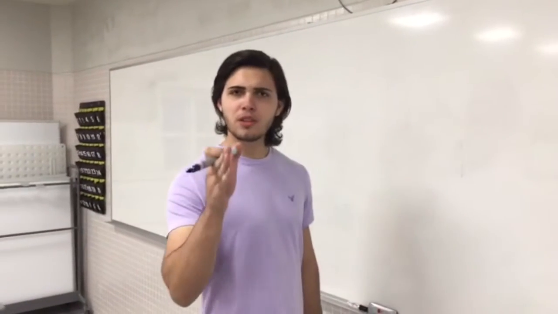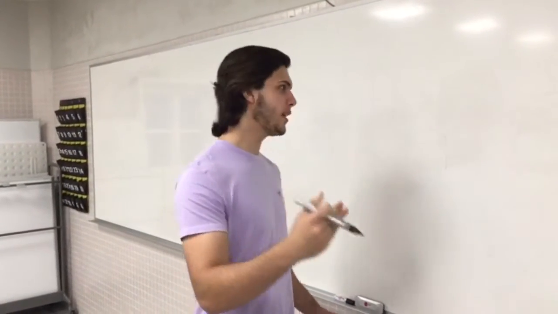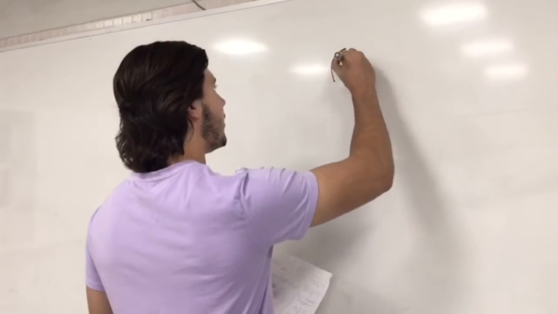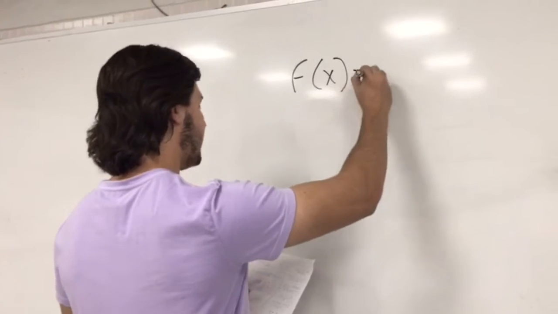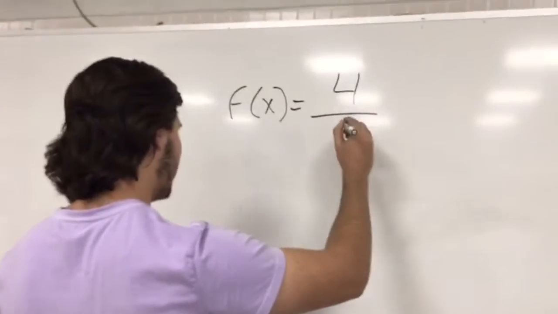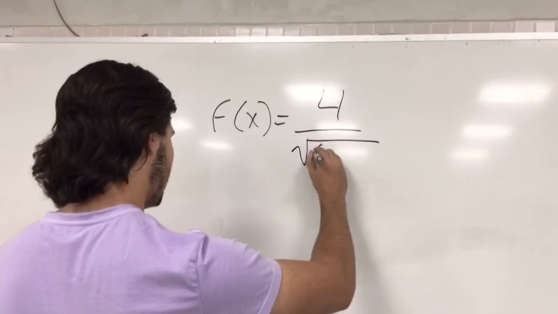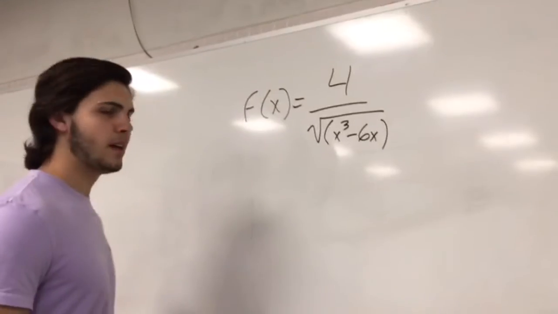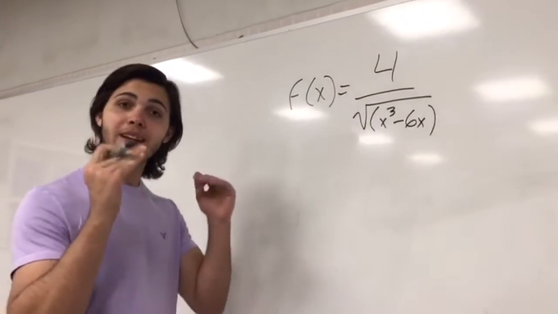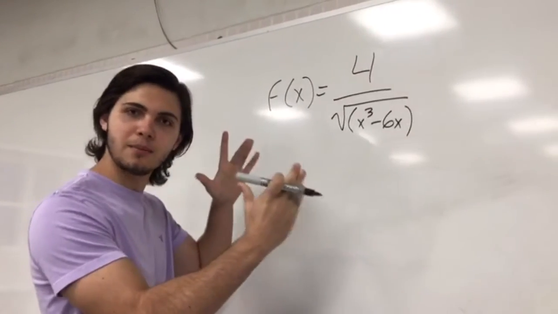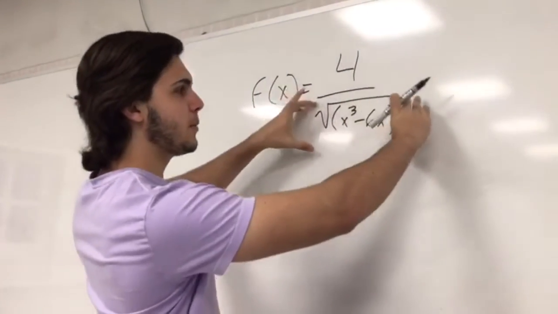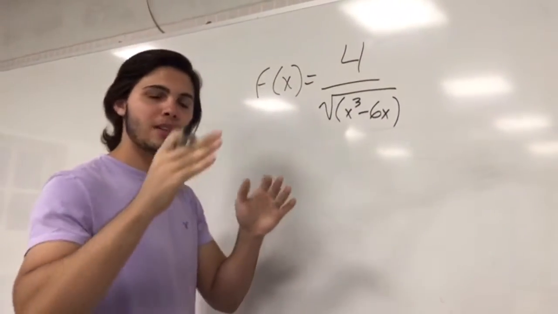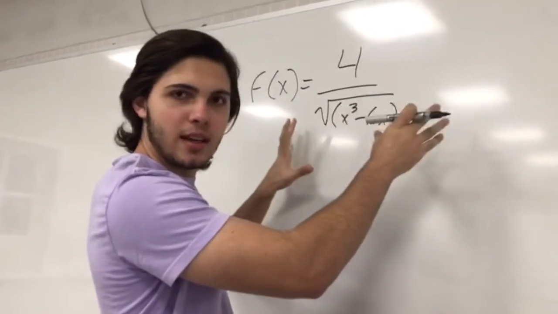Gentlemen, are you looking forward to using the chain rule properly? Let's find out. So we're going to start with a very simple problem. F of x will be equal to 4 over the square root of x cubed minus 6x. Now, the first step we're going to do is to get everything on the same page. So what we're going to do is to make the denominator go up with the numerator. And we are going to do that by changing the sign.